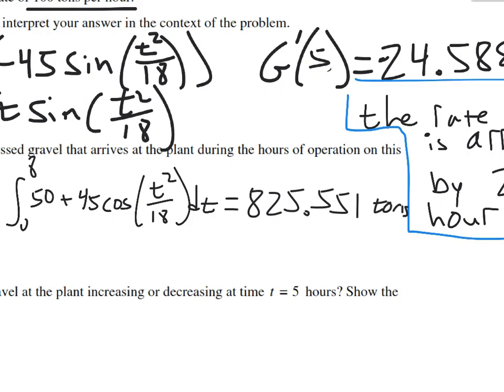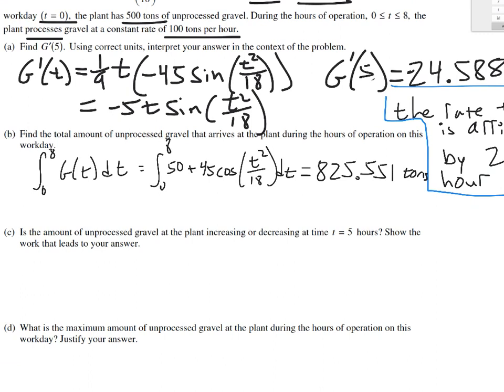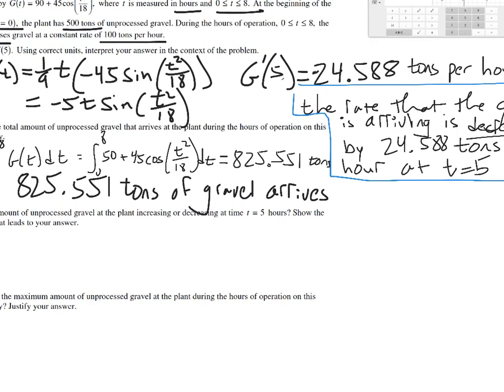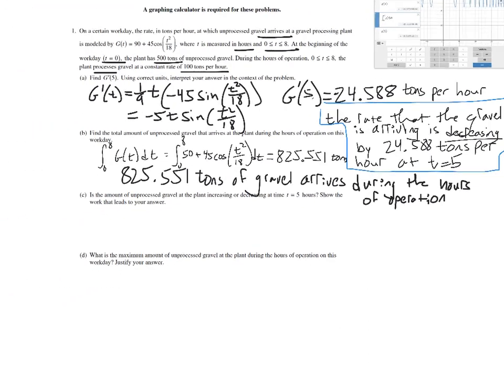And then we need to write that in the context of the problem. And so we end up with 825.551 tons coming per day. So 825.551 tons of gravel arrives during the hours of operation. All right, so moving on to the next question here.